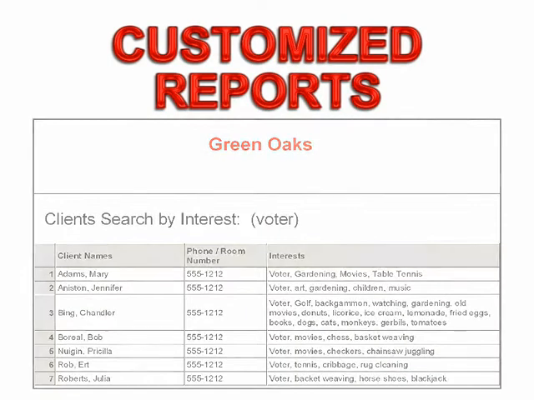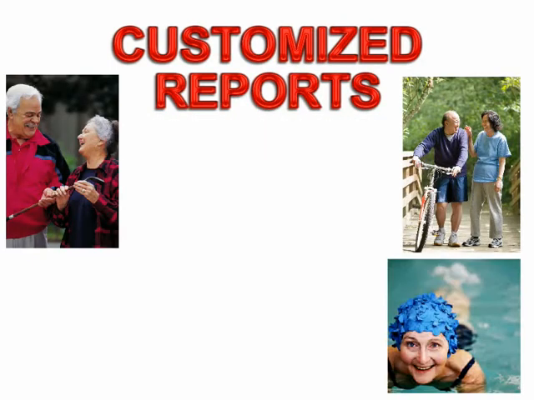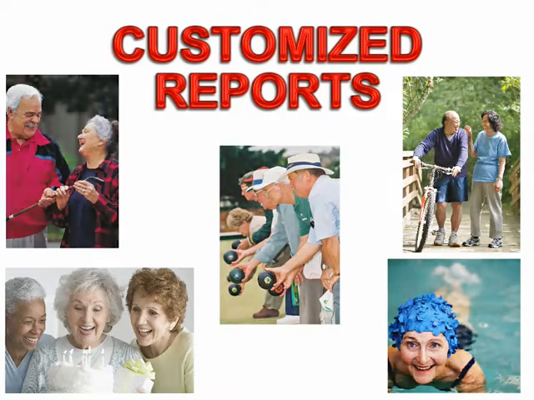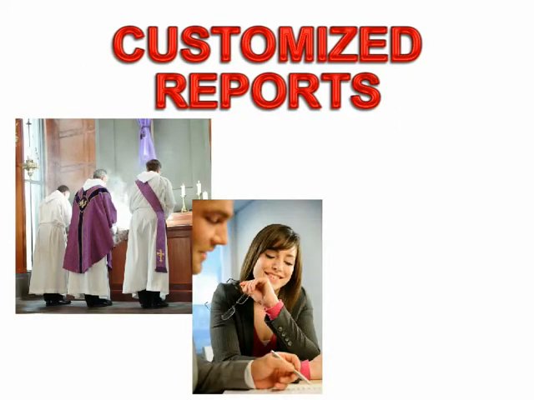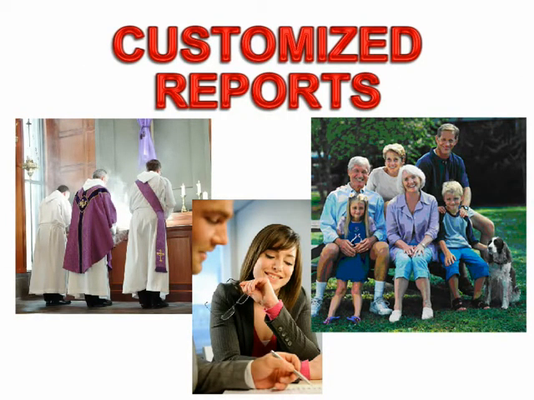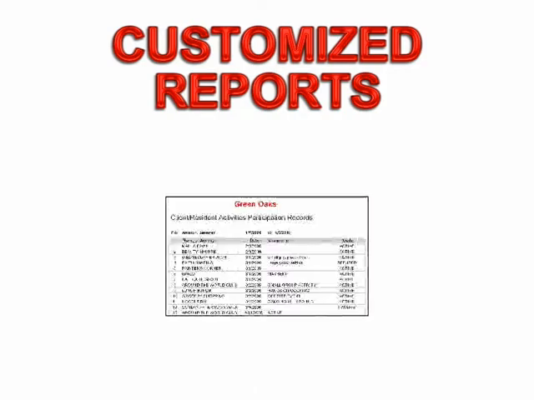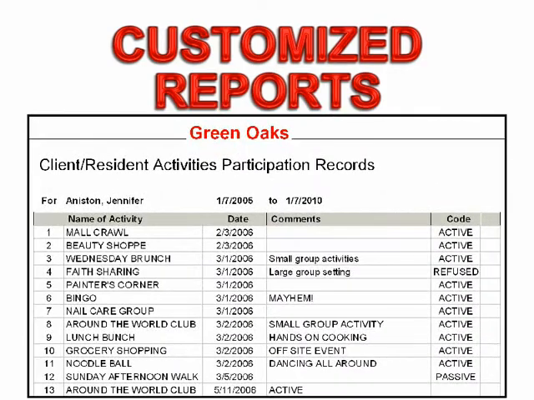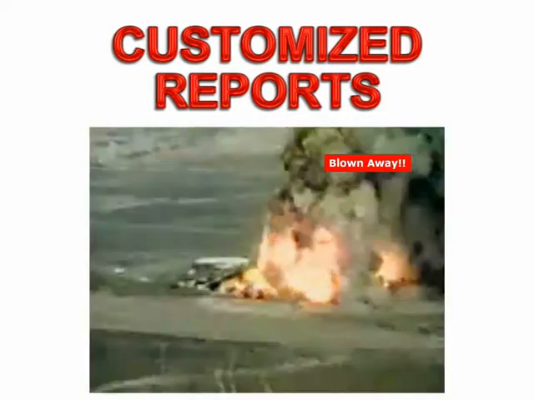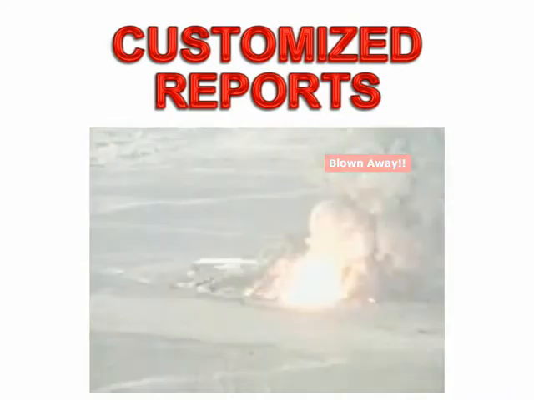Another software feature is tracking participation in activities by individuals. This lets clergy, social workers, family members, and others see just how much each of your residents are taking advantage of your many activities. Reports, just like this one, are very easy to generate. There are many other uses of the client list that are beyond the scope of this program, but suffice it to say that you will be blown away by how powerful they are.